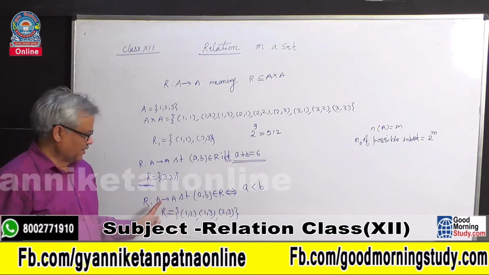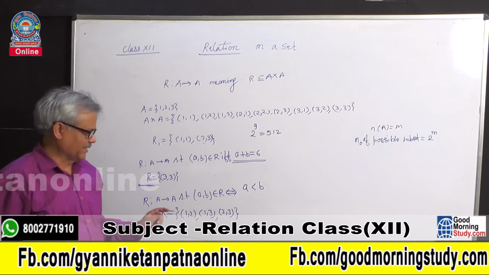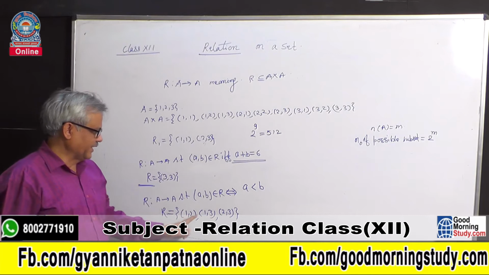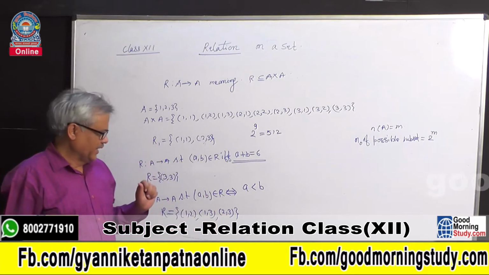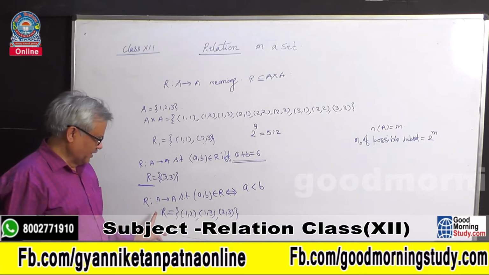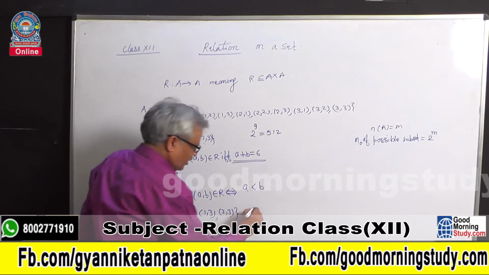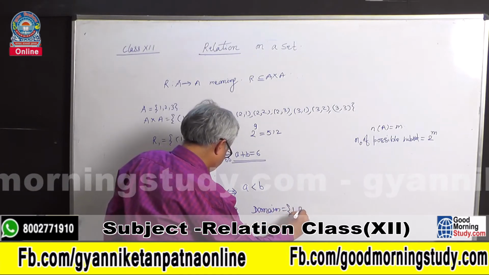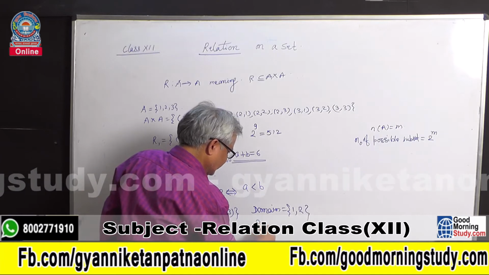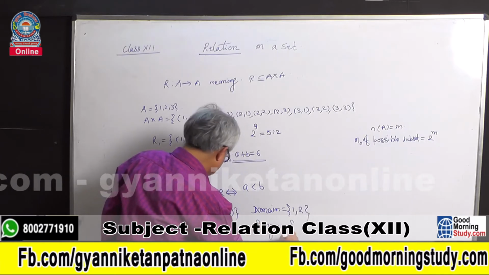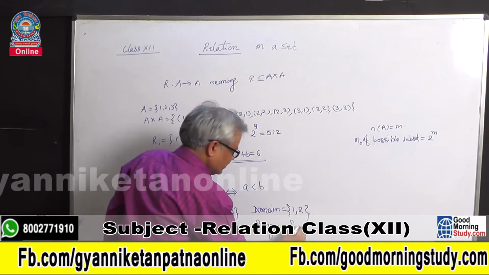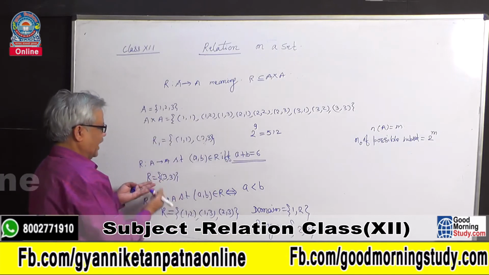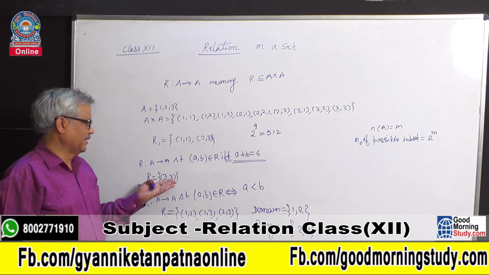We have already studied in class 11 that the set of first elements is its domain and the set of second elements is its range. So for this relation, the domain is the set consisting of the elements 1 and 2 only, and the range is the set of the second elements, that is 2 and 3. So this is its domain and this is its range. Here also I can write the domain is 3 and the range is 3.